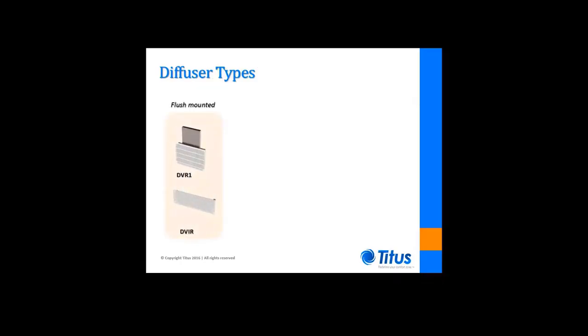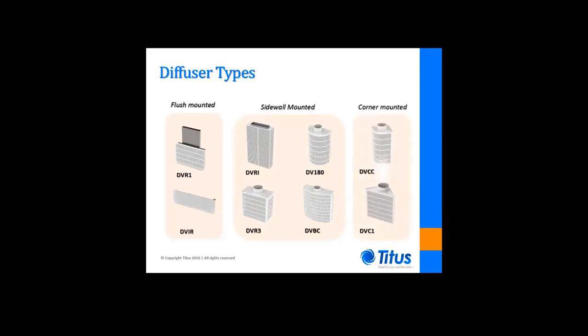Displacement diffusers come in a variety of types. They can be flush mounted in the sidewall, such as Titus's DVR1 and DVIR models. They can also be mounted along the sidewall, such as these Titus models. Finally, they can be corner mounted, such as the Titus DVCC and DVC1 models shown here. Corner mounting across the classroom from the windows is very common for K-12 applications.